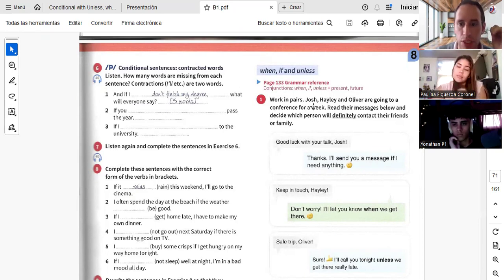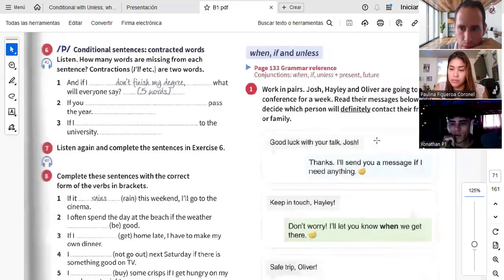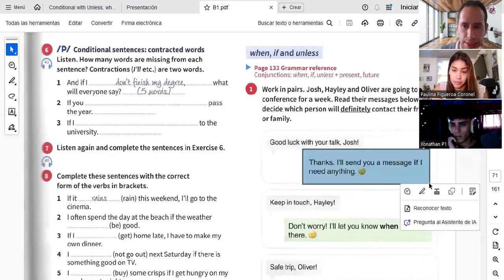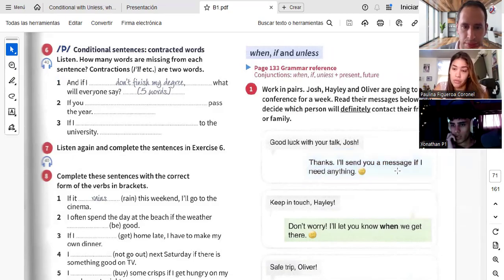So, working part. George, Haley and Oliver are going to a conference for a week. Read their messages below and decide which person will definitely contact their friends or family. So, Jonathan, could you read this first, please? Okay, good luck with your talk, Josh. Thanks. I will send you a message if I need anything. Okay, what kind of conditional is it? First conditional. Okay, thank you so much. Thank you, Paulina. Thank you, Jonathan.